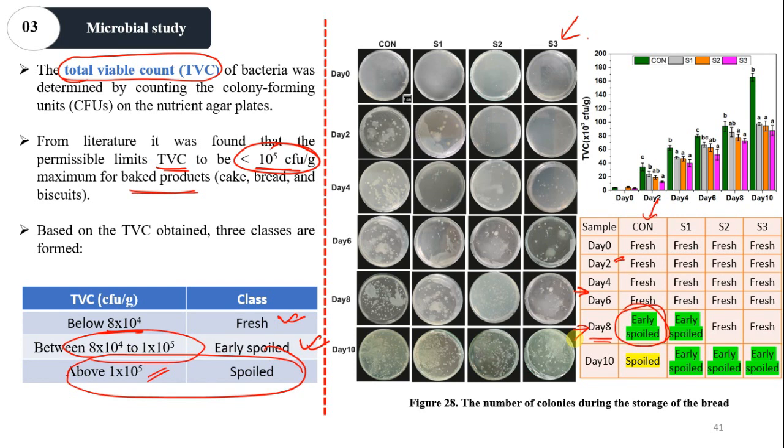So if you see over here in the control sample, we got early spoilage at day 8, and at day 10 the sample got spoiled as per the microbial study. In S1, S2, S3, at day 8 and day 10 early spoiled. In S2, S3, only day 10 was early spoiled. They were not spoiled, okay, as per the microbial count.